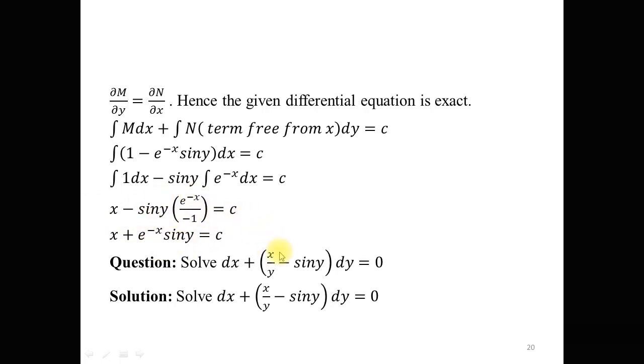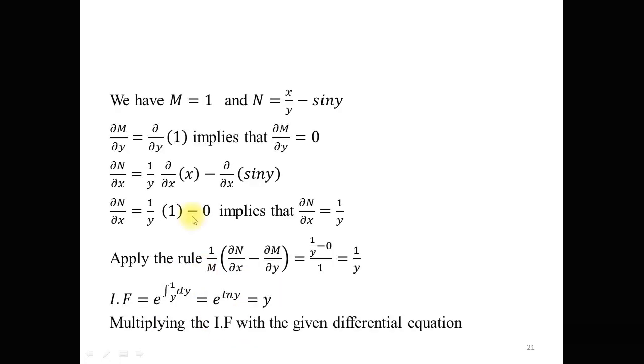Now dear students, this is the last problem for practice: dx plus (x by y minus sin y) dy is equal to 0. Dear students, in this problem you see over here that the coefficient of dx is 1, so the M function is equal to 1 and the N function is equal to x by y minus sin y.